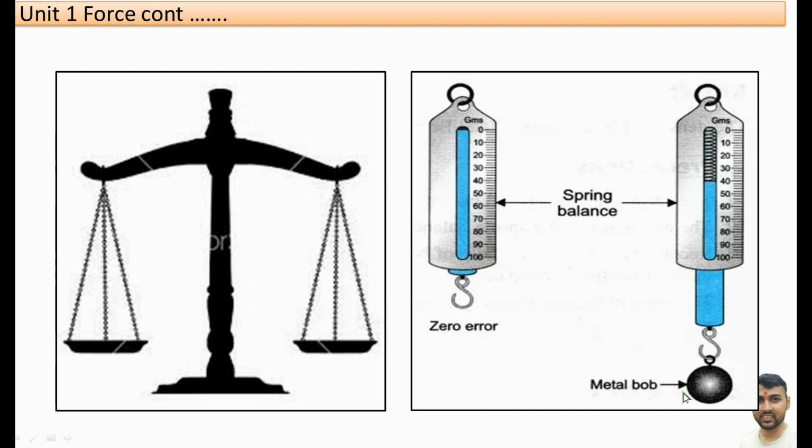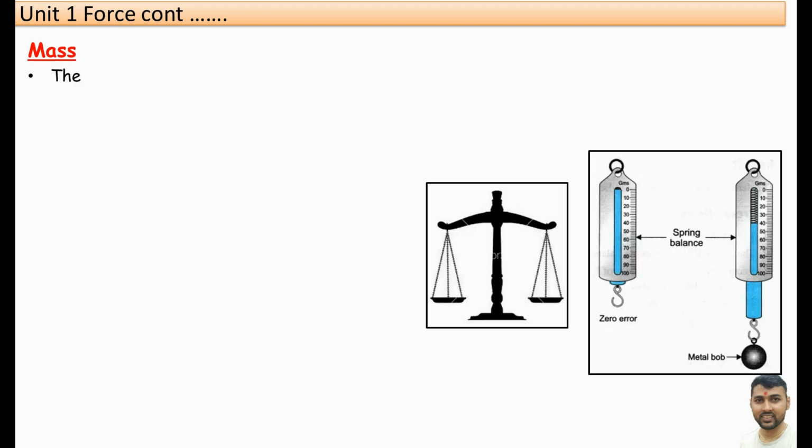But in case of spring balance, the object is hung near one end. Here a metal bulb is taken at one end of the spring balance, and it measures the weight of the object. Mass of the body is the same all over the world, but weight of the body is not the same. It depends on mass and acceleration due to gravity.